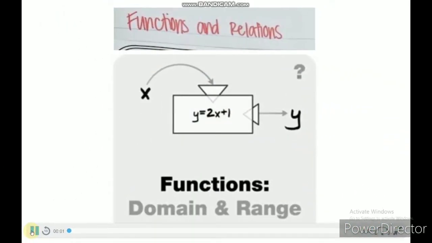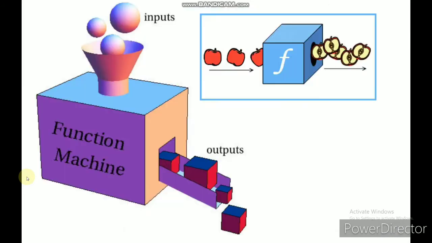This is the supplementary material for functions and relations, especially discussing function, domain, and range. Okay, so let's go to this visual. It's very common on the internet. If you search for a function machine on Google, you will come up with this picture. The inputs are the raw materials; when you put them into a function machine, the outputs will be the product.